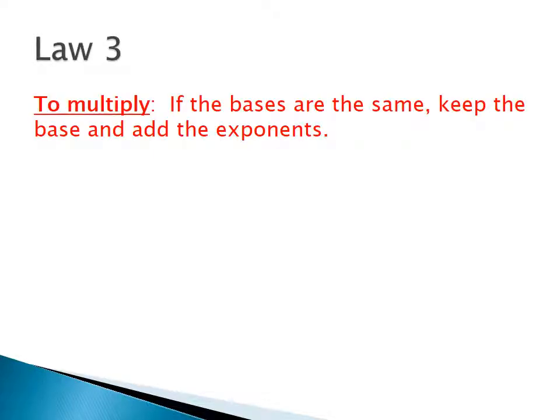The third law is when we multiply terms. So if the bases are similar or the same, we keep the base and we add the exponents. An example is when we multiply 7 to the third by 7 to the ninth, we have the same base, which is 7. That means all we need to do to find the answer is to add the exponents. 3 plus 9 is 12.